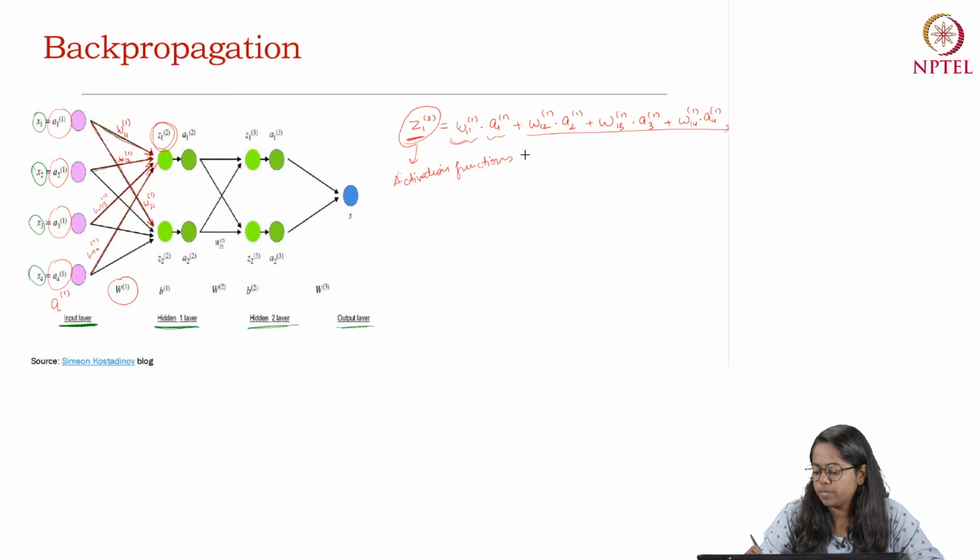We will not go into the depth of the activation function, but the only thing that is important here to know is that it is a nonlinear transformation from the input, whatever comes to this activation function, to the output, right? So this A value that we are getting, this A1 for the second layer, is what we get after passing this Z value through an activation function, right?